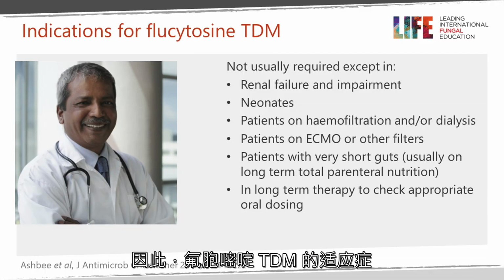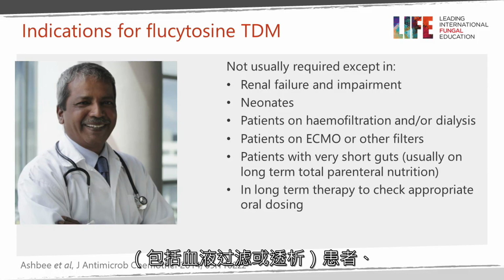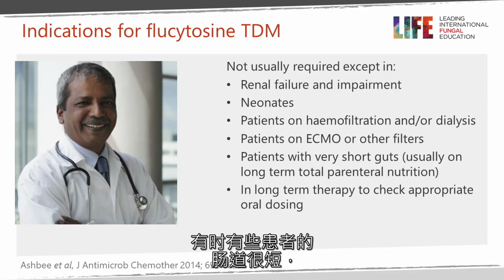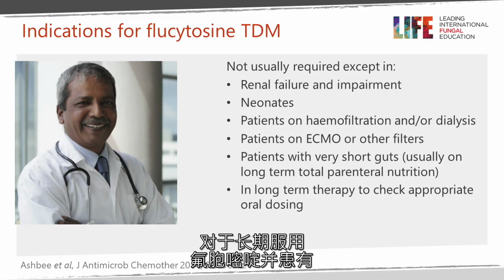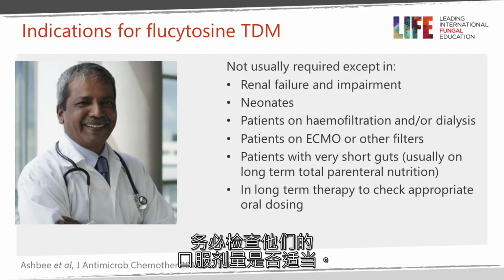So the indications for flucytosine TDM are really renal failure and renal impairment in neonates, patients on renal support, which can include hemofiltration or dialysis, patients on ECMO or other filters. There are occasional patients with very short bowels and maybe on long-term total parenteral nutrition, and absorption may be an issue in those patients. And in patients who are taking flucytosine for long periods of time with a chronic infection, it's important or helpful to check that they have the appropriate oral dose.